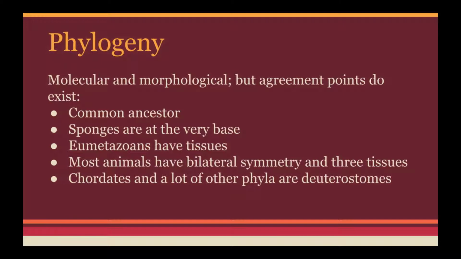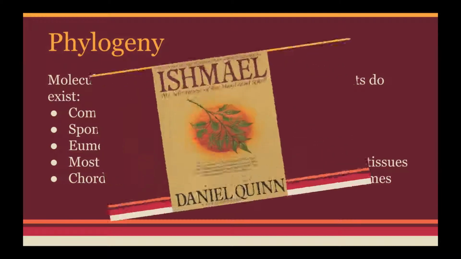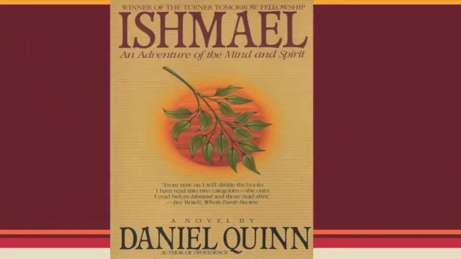Sponges are at the very base of the tree, as far as our knowledge allows us to go back. Eumetazoans have tissues, and that's where the tissues started in animal bodies. Most animals have bilateral symmetry, and they have three tissues. And chordates and a lot of other phyla, which are the categories of animals, are deuterostomes. So yeah, guys, this is it.